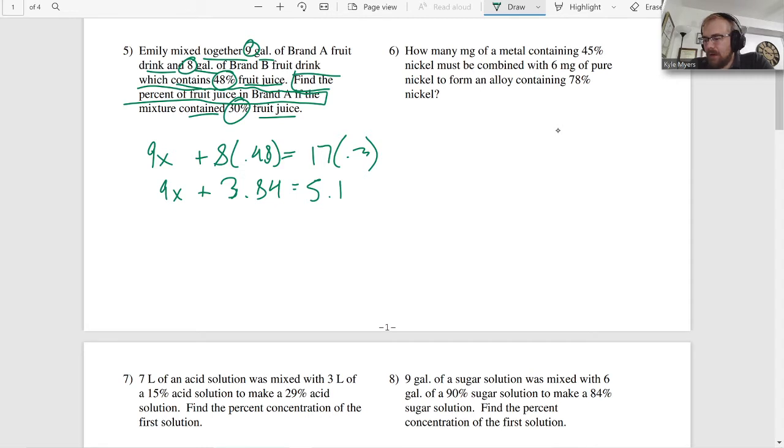Minus 3.84. So thank goodness for calculators, right? In the real world, you can use calculators all the time. Your boss doesn't care if you use a calculator in the real world as long as you get your job done, right?